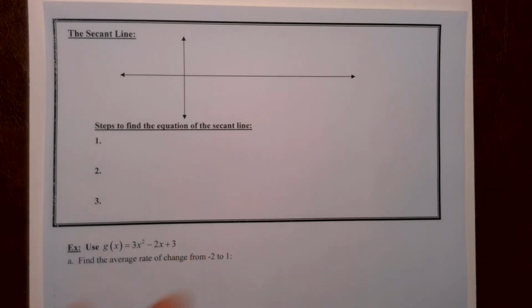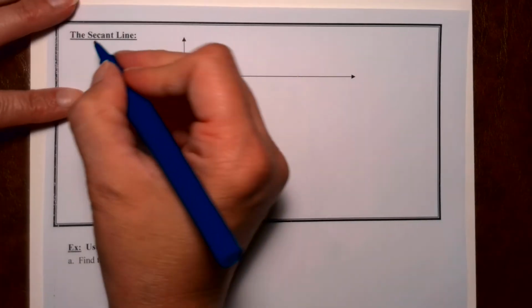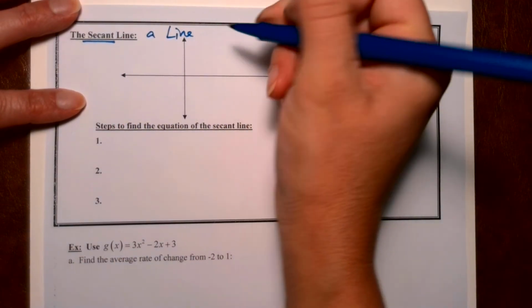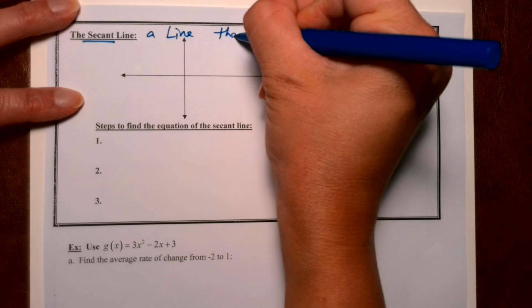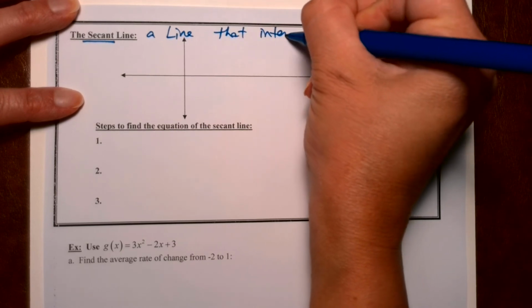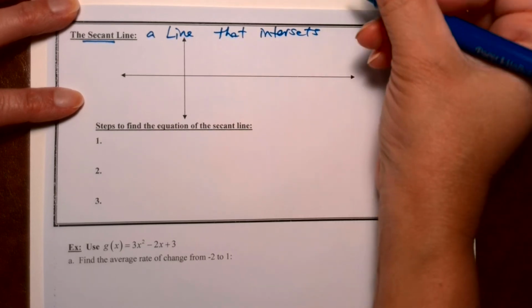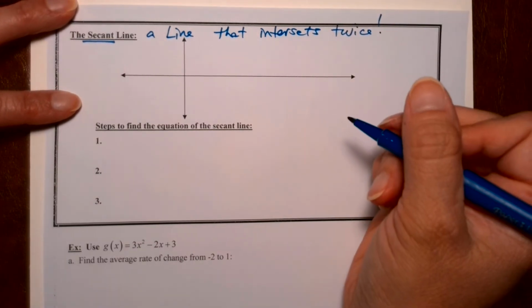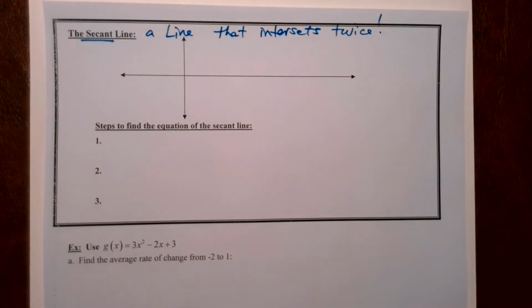Okay, we've got one more page here, and this is a secant line. Maybe you remember this from geometry. A secant is a line, of course it's a line, that intersects twice. Maybe you remember that a tangent line intersects in one point.